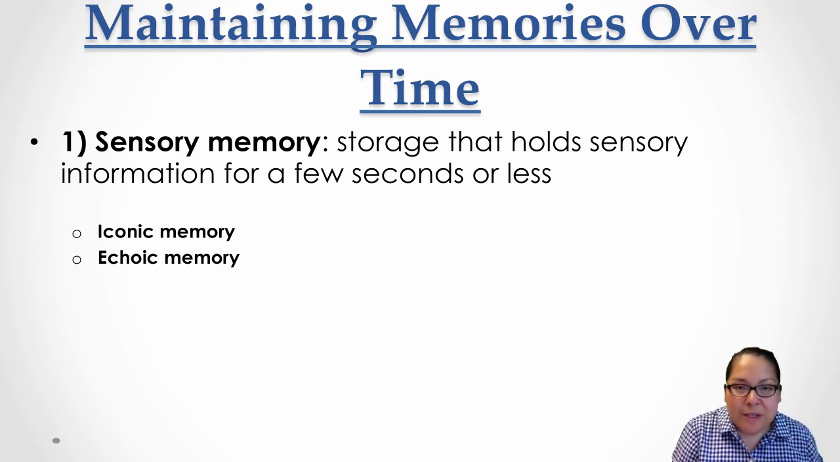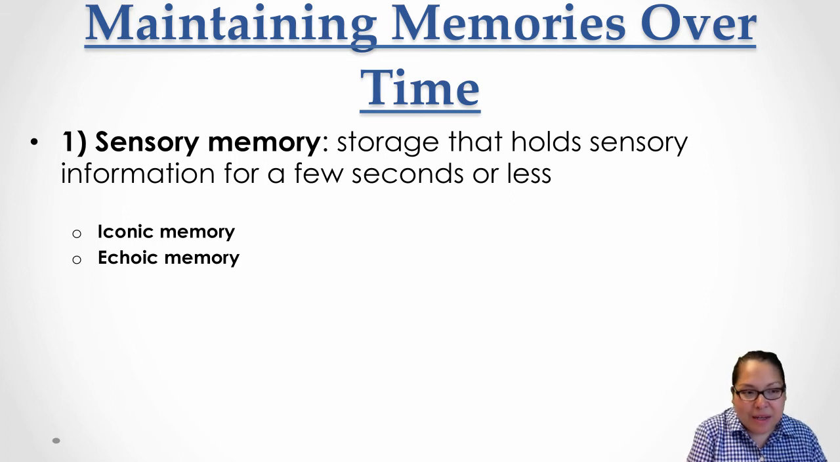And so the first type of memory is called sensory memory. Sensory memory is a storage that holds sensory information just for a few seconds or less. And there are 2 kinds of sensory memory, and these include iconic memory and echoic memory. So iconic memory is used for visual information that is held for typically a second or less, and echoic memory is used for auditory information that decays usually in about 5 seconds. So iconic, think icon or iconic for your eyes, it's for visual information. Echoic, if you think of an echo, is important for auditory information.